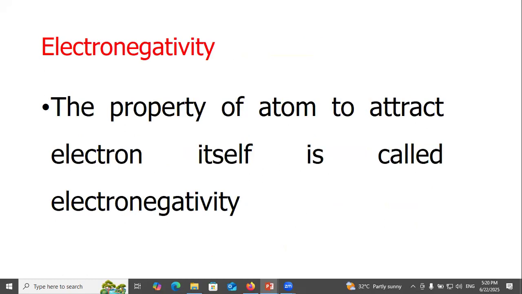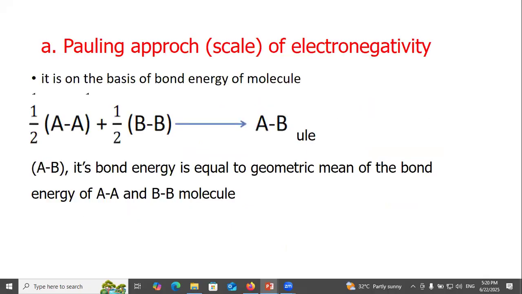Electronegativity: the property of an atom to attract electrons to itself is called electronegativity. Pauling's scale of electronegativity is based on the bond energy of the molecule. For example, A and B combine to form an AB molecule. For example, a hydrogen molecule and a chlorine molecule combine to become hydrochloric acid.